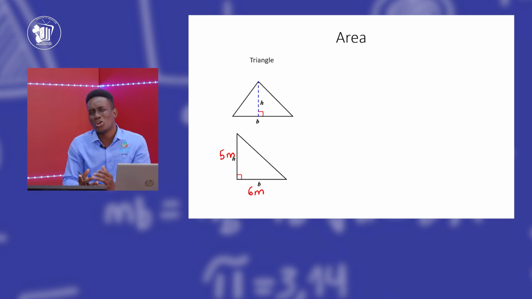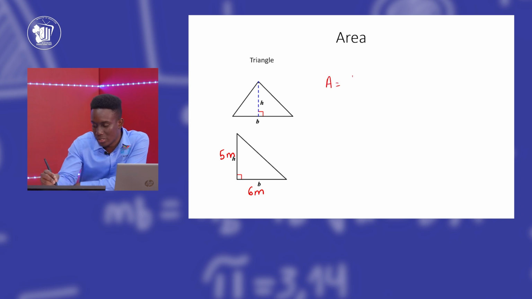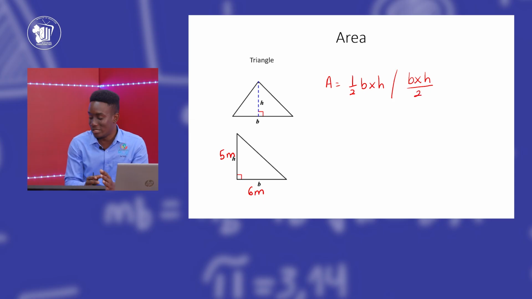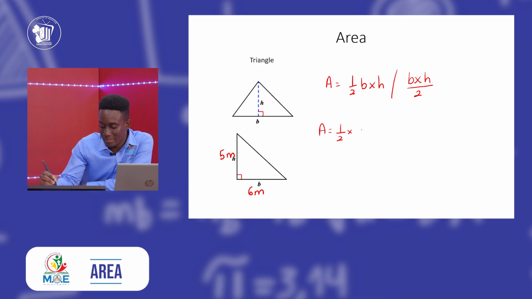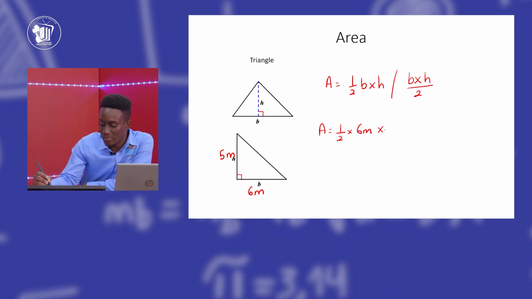So there are two forms of the formula that we use to find area. So it says area is equal to half base multiplied by height, or area can be equal to base multiplied by height, all divided by 2. Now both of these, they are the same thing, and they will produce the same answer. So let's find the area of this triangle. So the area will be equal to half multiplied by the base, which is 6 meters, multiplied by the height, which is 5 meters. So the area would be equal to half times 6 is 3. 3 times 5 would give us 15. And meters times meters would give us meters squared.